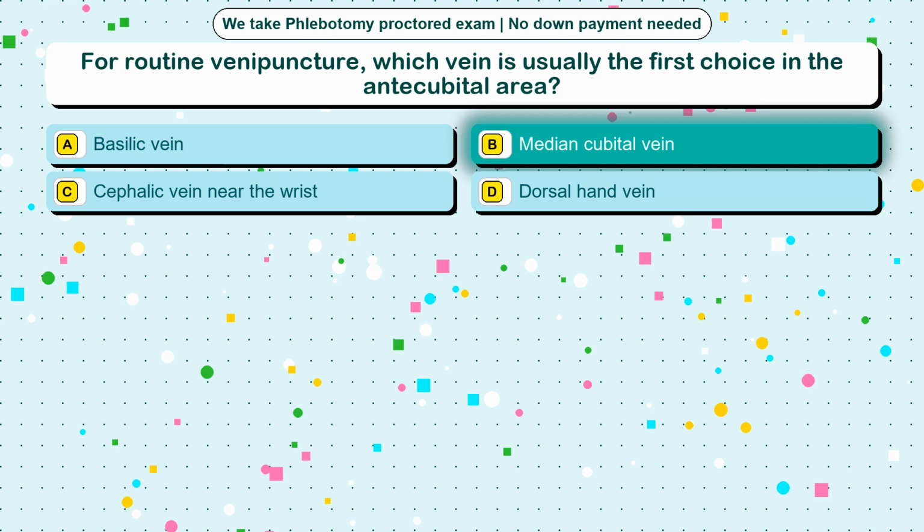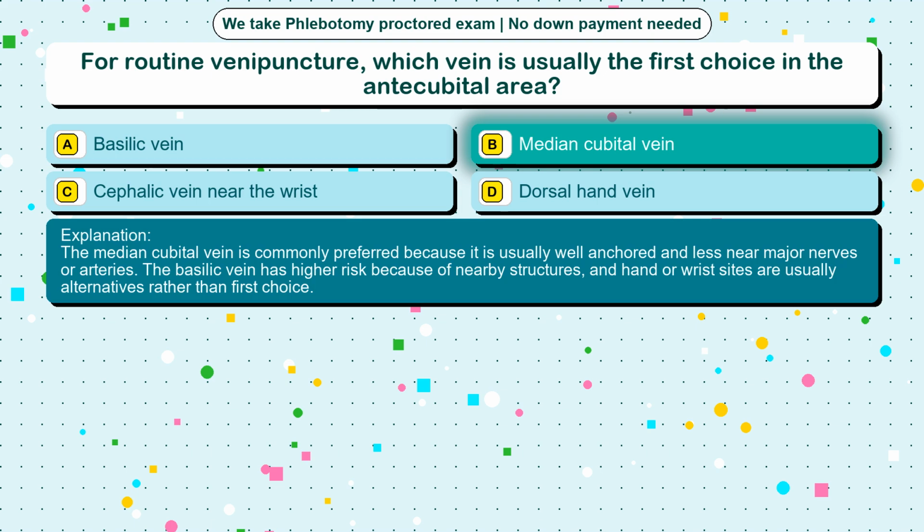Median cubital vein. The median cubital vein is commonly preferred because it is usually well anchored and less near major nerves or arteries. The basilic vein has higher risk because of nearby structures, and hand or wrist sites are usually alternatives rather than first choice.